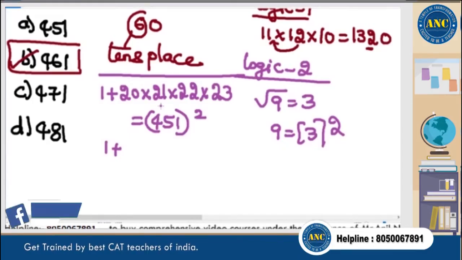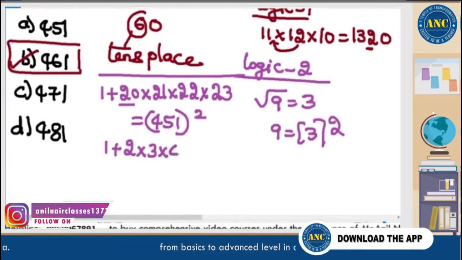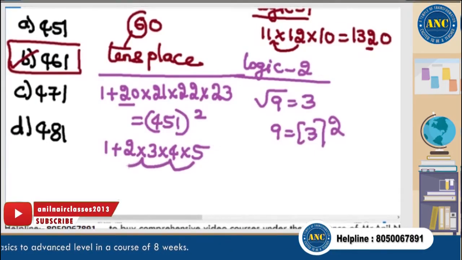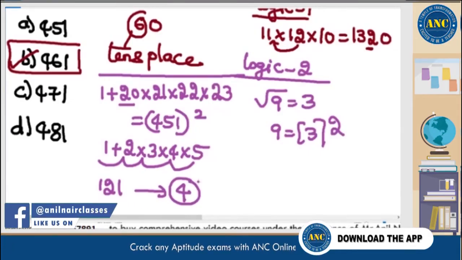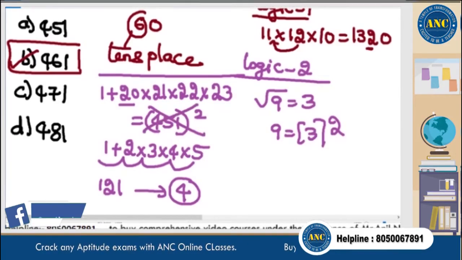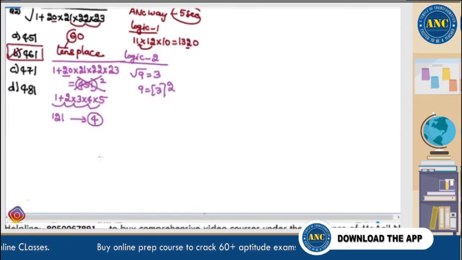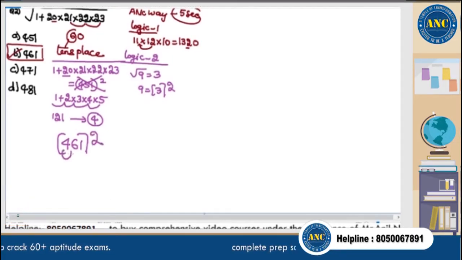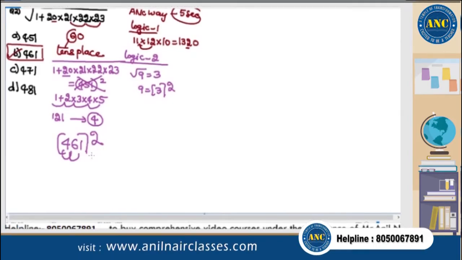Please allow me to solve the problem, sir. 20, what is the digital sum? 2, 21 is 3, 22 is 4, 23 is 5. 2 3s are 6, 6 4s are 24, 24 5s are 120, plus 1 is 121. The digital sum is 4, so the answer's digital sum should be 4. 451: 4 plus 5 is 9, 9 plus 1 is 10, 10 is 1, 1 square is 1. If I keep the second option, 461 square: 4 plus 6 is 10, plus 1 is 11, 11 is 2, 2 square is 4.